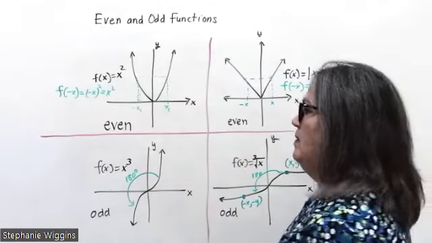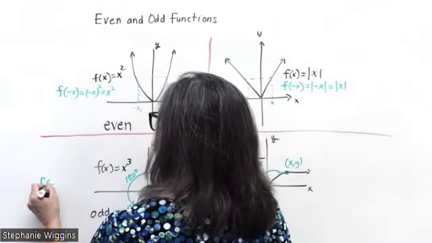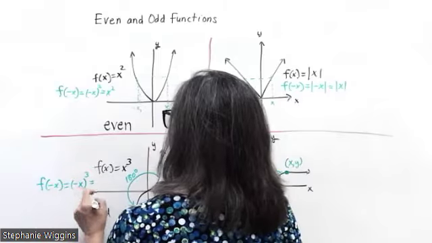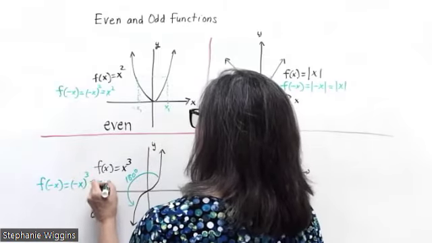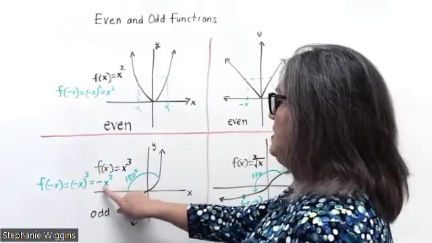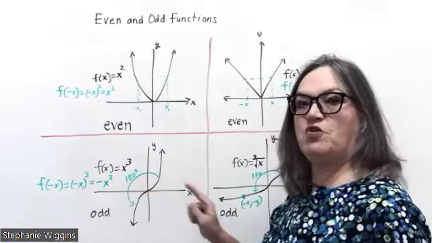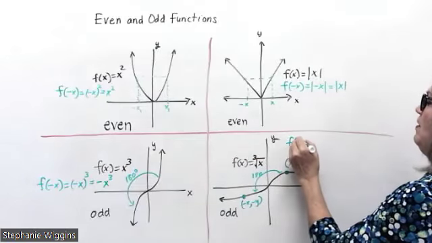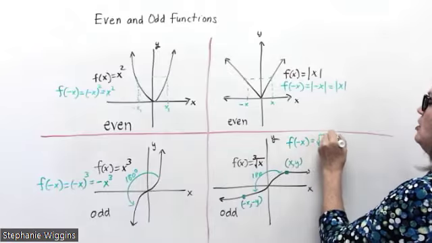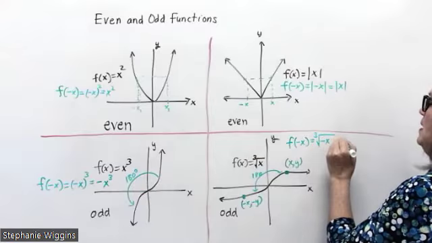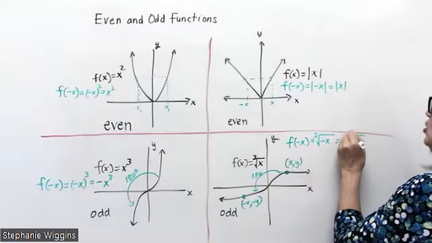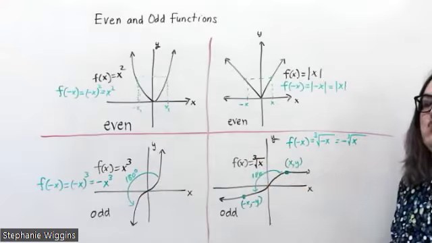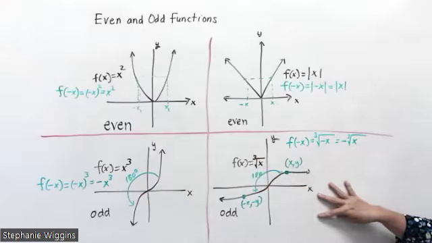So let's try that symbolically. I put in a minus x, I take minus x cubed, and that cube means I'm going to have a negative x cubed. So this is the opposite of our original function, the opposite sign. And here, similarly, if I put in f of minus x, I get the cube root of minus x, which is minus cube root of x. And that is the opposite sign of our original function. So that's what determines an odd function.